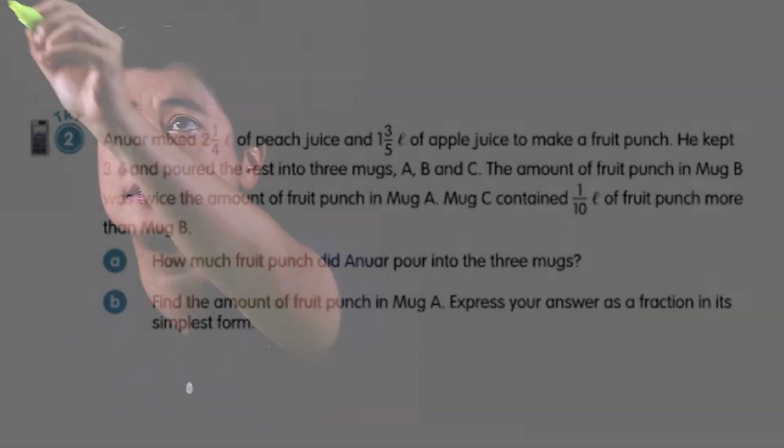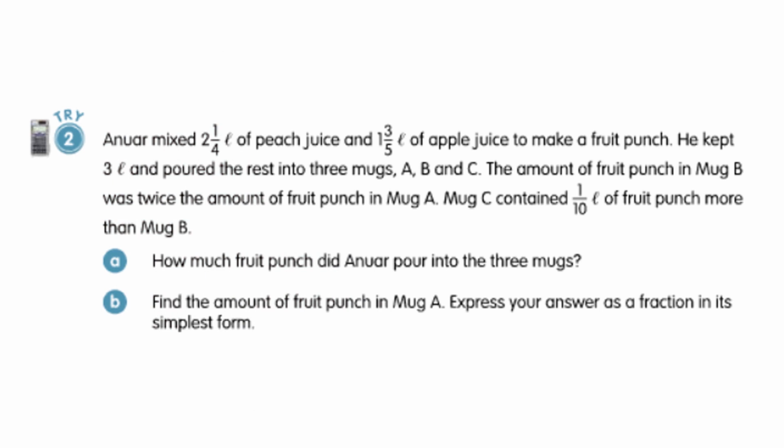Continuing on to page 56, problem number 2 says, Anwar mixes 2 and 1/4 liters of peach juice and 1 and 3/5 liters of apple juice to make a fruit punch. He kept 3 liters and poured the rest into 3 mugs. The mugs are A, B, and C. The amount of fruit punch in mug B was twice the amount of fruit punch in mug A, and mug C contained 1/10 liter of fruit punch more than mug B.